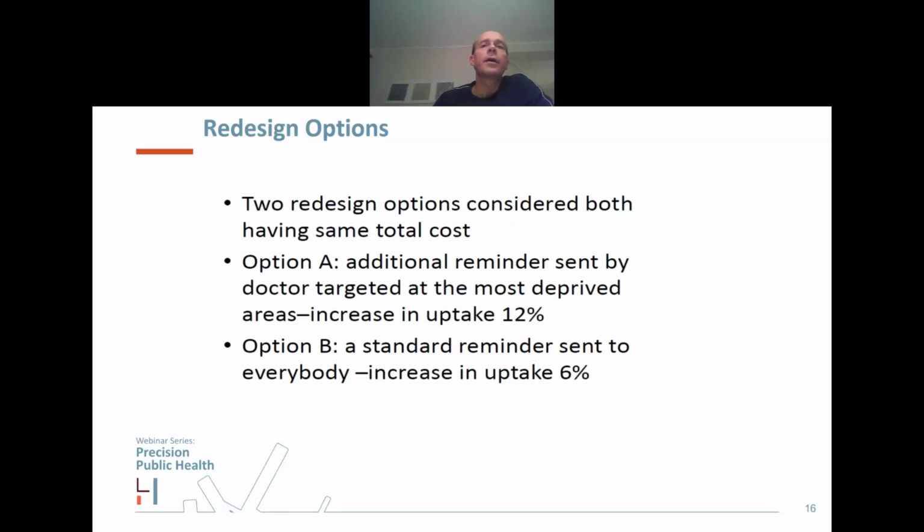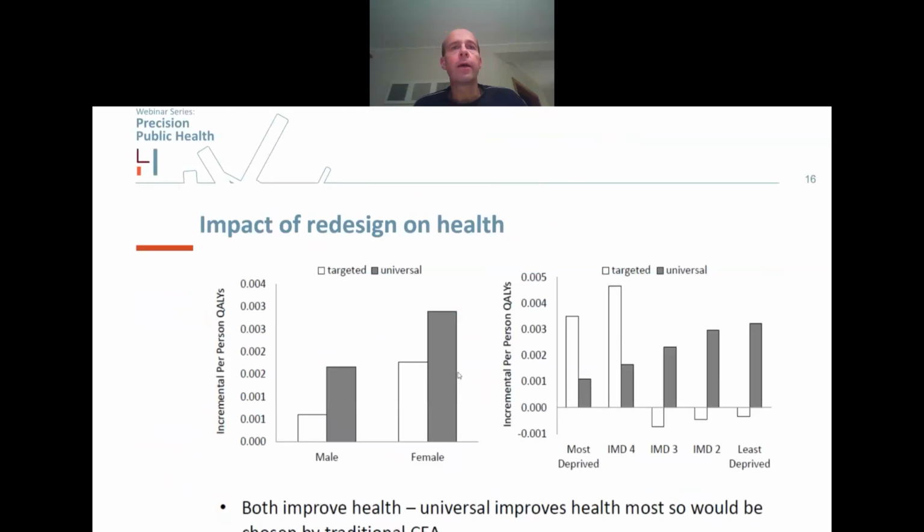Option A is a targeted approach where a reminder would be sent by the doctor to only the most deprived areas, which would be expected to increase the uptake in those areas by 12%. And option B, which is the more universal approach, where we have a standard reminder which everybody who is eligible gets, which increases uptake overall by 6%.